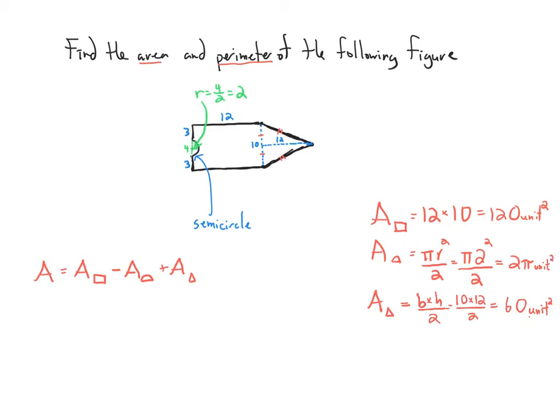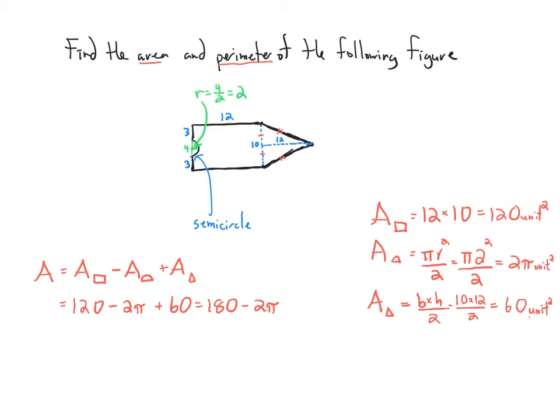So let's put all this in. So this equals 120 minus that little bit, 2 pi, plus 60, which is 180 minus 2 pi. This is a nice exact answer.